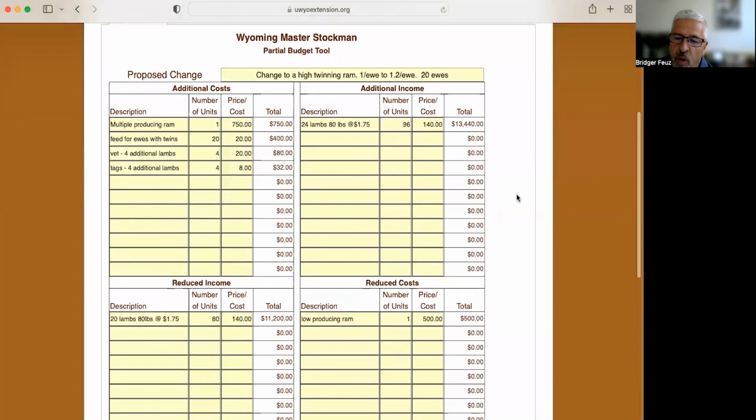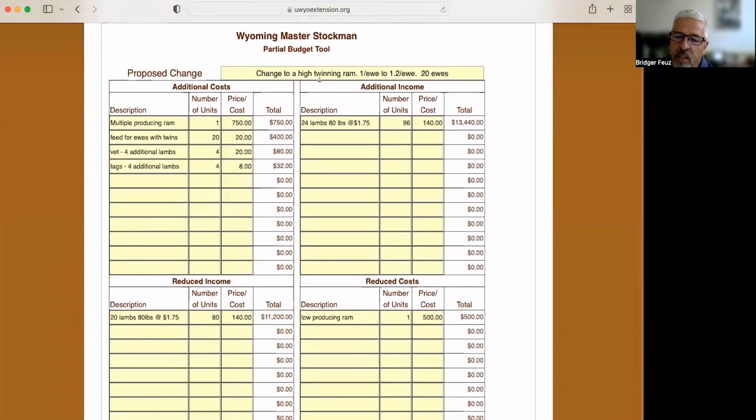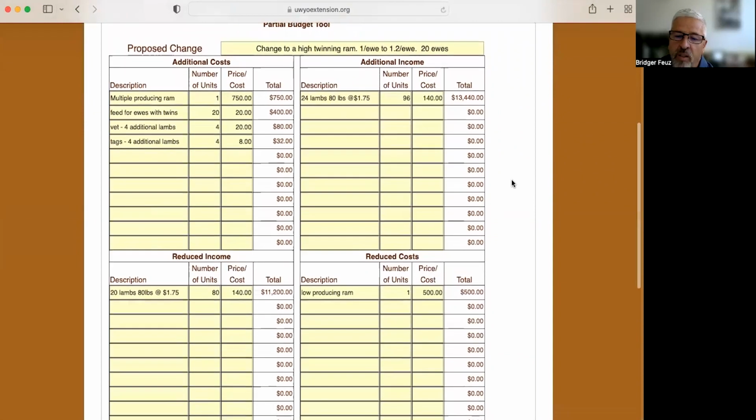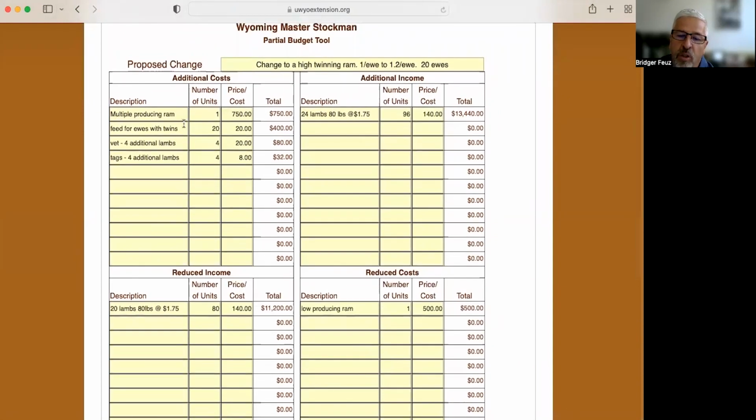So this is on a smaller operation where you're maybe going to change to a high twinning ram. So go from 1 lamb per ewe to 1.2 lambs per ewe on your productivity. So if you had 20 ewes, a multi-producing ram, the purchase price of him at $750. Feed for ewes with twins be a little bit more than feed for ewes without twins, vet and tags where there was 4 additional lambs.